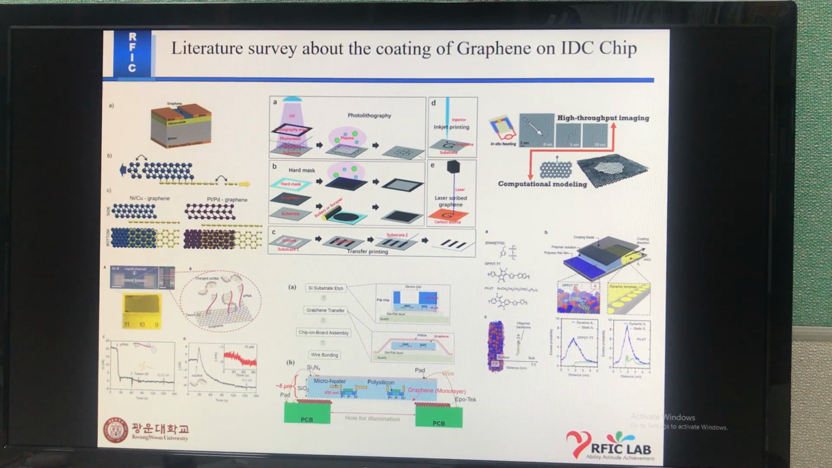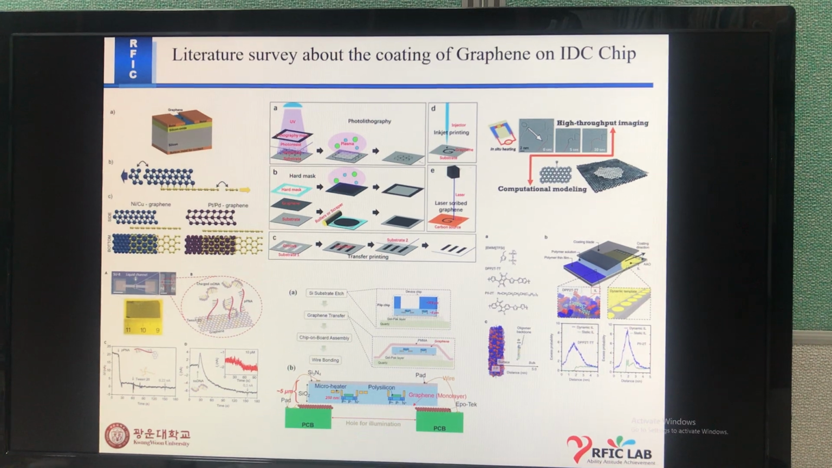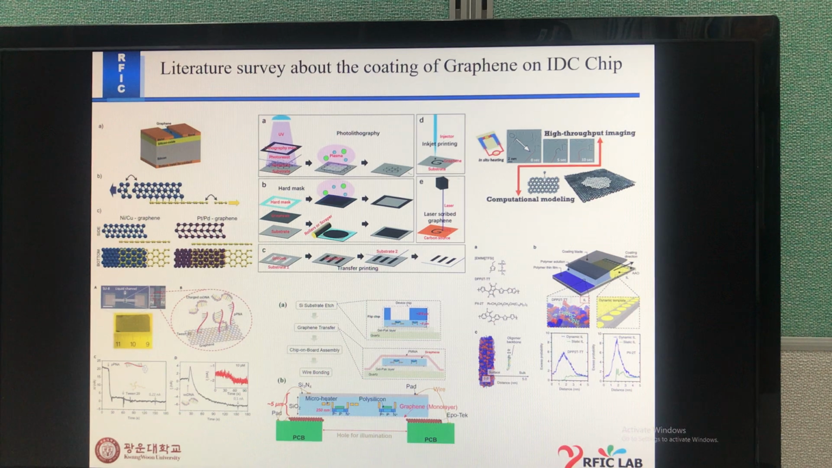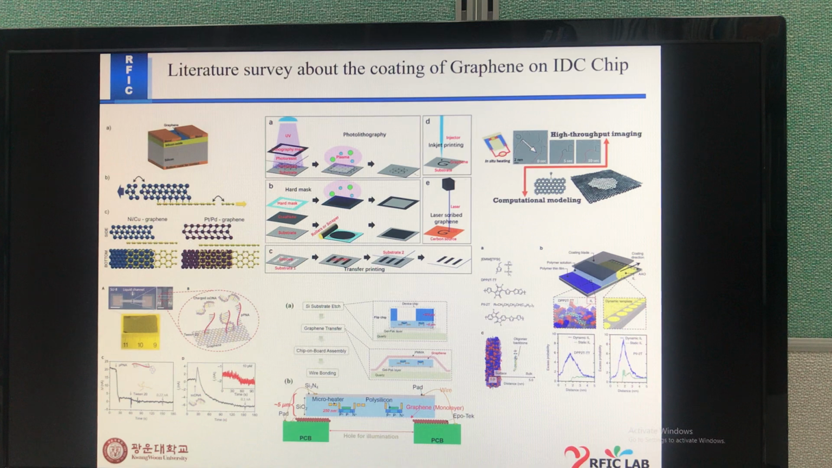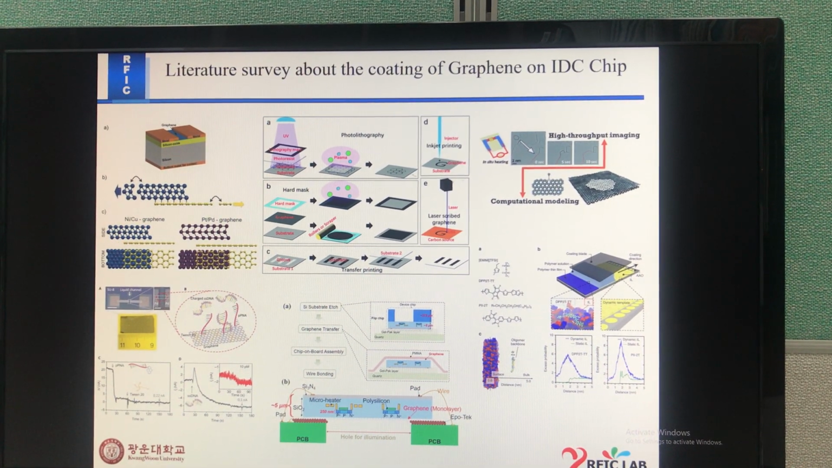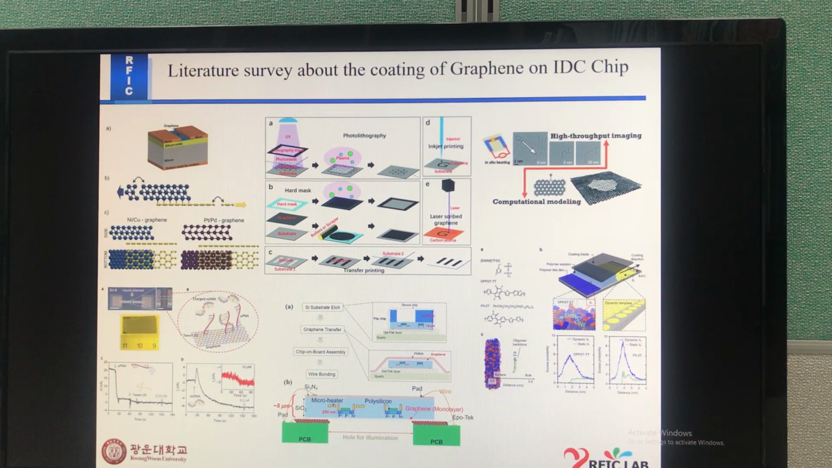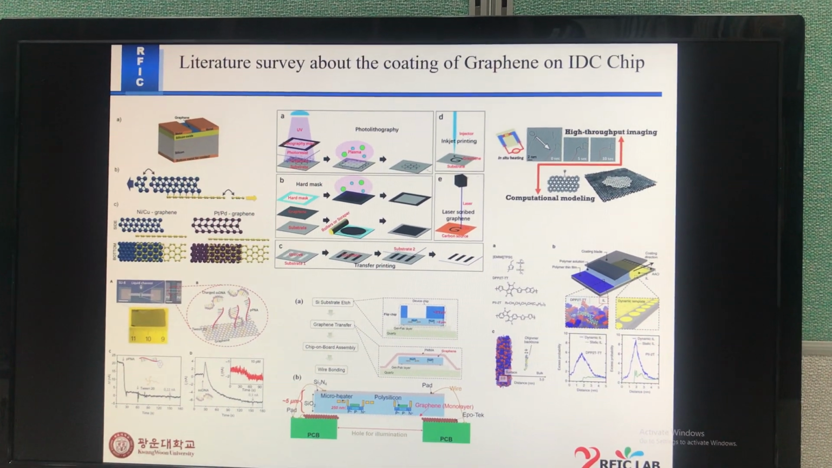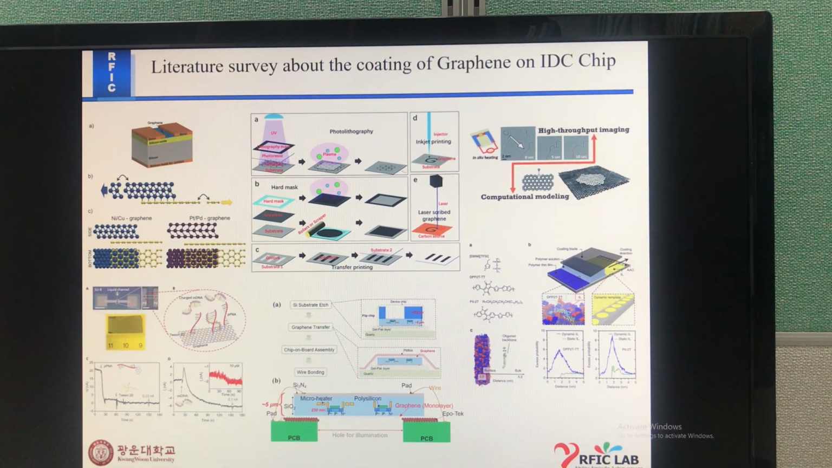This literature survey is about the coating of graphene and graphene oxide on the IDC chip. There are various techniques and methods for the immobilization of graphene oxide on the substrate. There are various substrates as well, such as SiO2 and glass substrate, and some people use hard kinds of substrate. There are also various techniques, such as the lithography technique and the transfer printing technique, for graphene immobilization on the substrate.